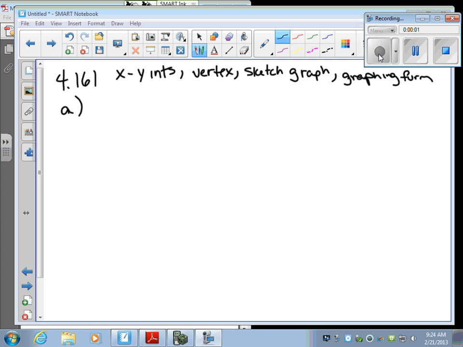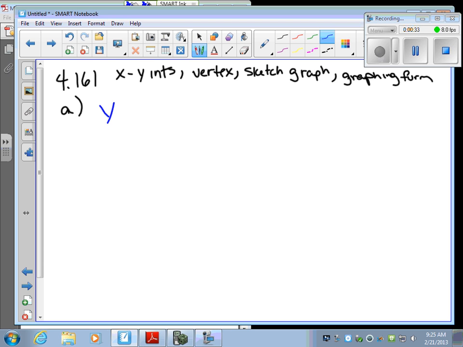All right, the last problem on your review packet for the mid-quarter 3 test, which is another skill set that you'll be expected to have mastered by the time you take that test, is this problem 4161, which is a closure problem from chapter 4 involving quadratics. So you have to find the x and y intercepts, the vertex, you have to sketch the graph, and you have to write it in graphing form. I'm not necessarily going to do it in that order. Those are the things we have to do.